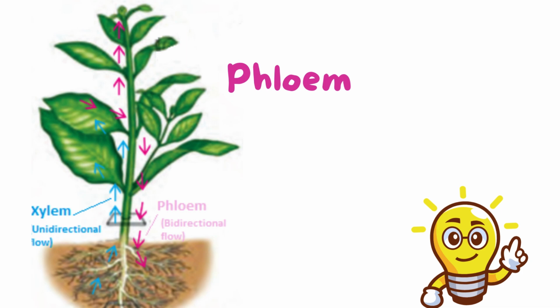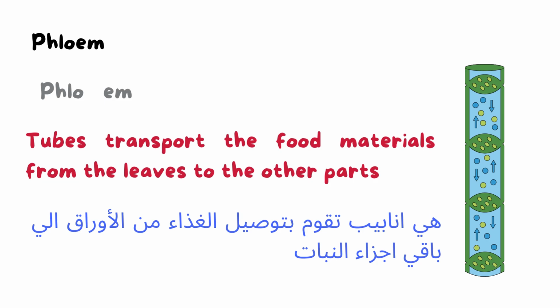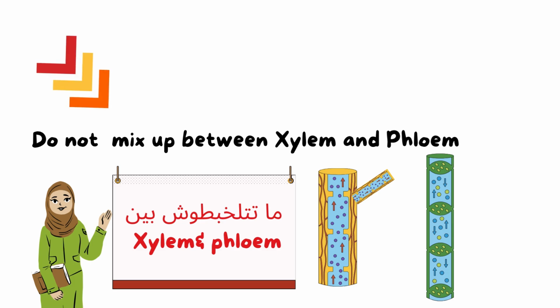Okay. So what is a phloem? As we see this small word, it consists of 2 syllables. We have PH making the sound F, so we have flow, M. So phloem, okay? The phloem are tubes that transport the food materials from the leaves to the other parts of the plant, okay? So now I want you not to mix up the xylem and phloem, okay?